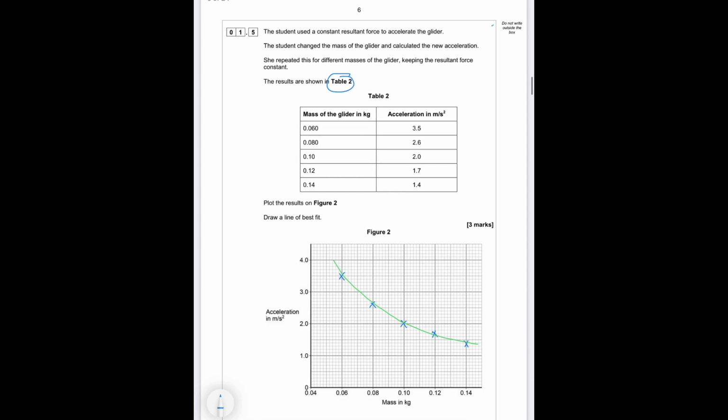Now, once we've plotted these results, first of all, it's important to remember that all of the points have to be plotted within half a small square for you to get the marks for plotting your points. You then have to do a smooth curve of best fit. So you're not allowed to sketch, it has to be one smooth line or curve of best fit. Then we can see from the graph that for this particular set of results that the mass and acceleration are inversely proportional.